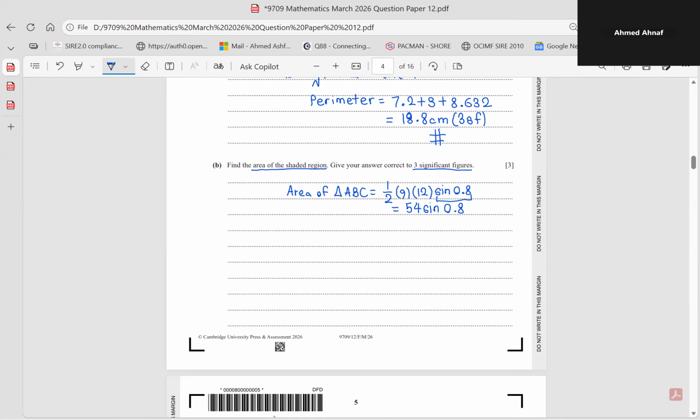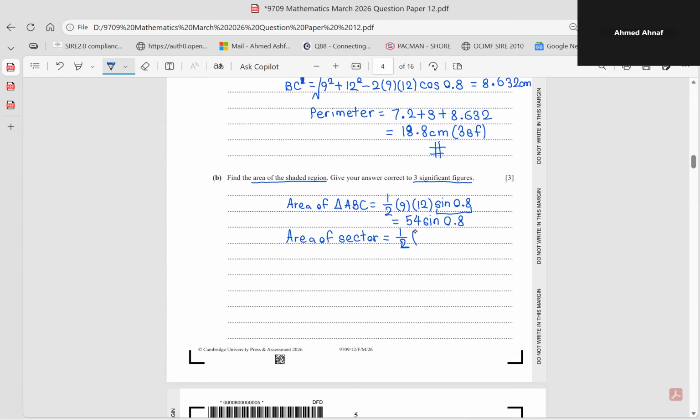So let's do that. Area of sector is just half r squared. So r is 9. So half times 9 squared times theta, which is 0.8. So type it into a calculator. Half times 9 squared times 0.8. You get 32.4 cm squared.